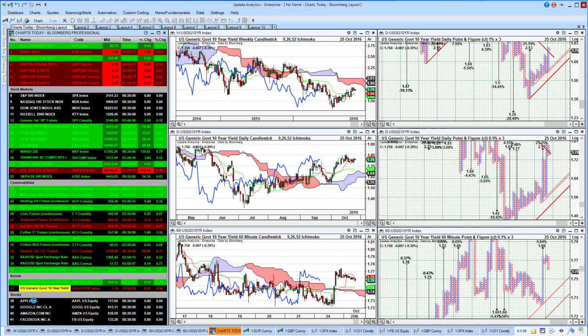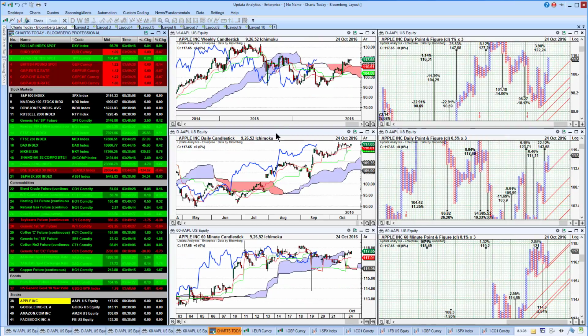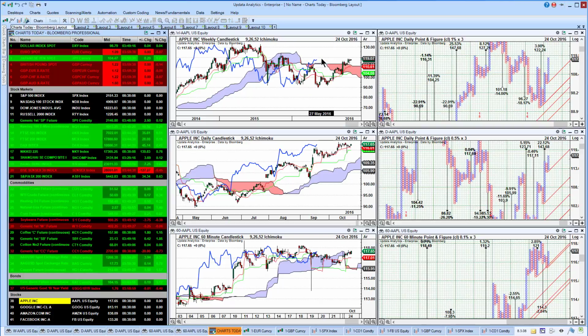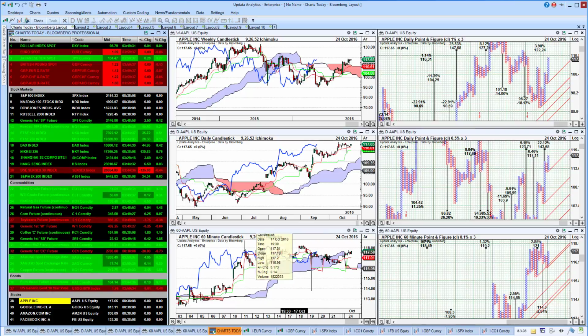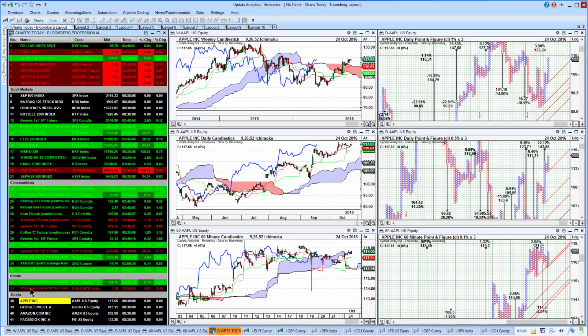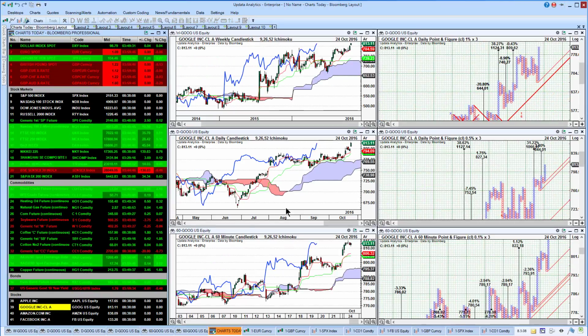Last of all, I'll look at a few NASDAQ bellwether stocks, and if we look at Apple here, we are bullish on the weekly again, quite clearly, bullish on the daily, and bullish on the 60 minutes. So this is looking better. And if we look at Google, much the same thing. Here we are. We're bullish on the weekly, bullish on the daily, bullish on the 60-minute.